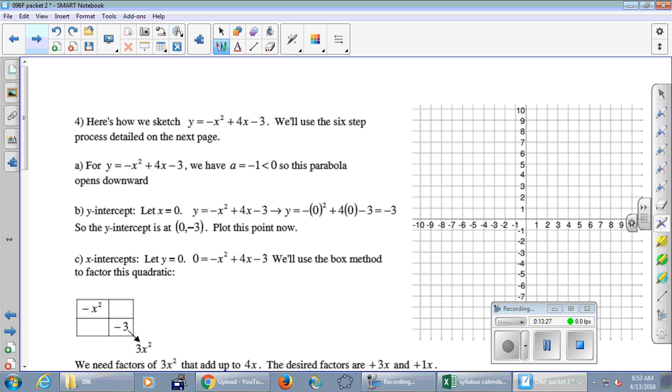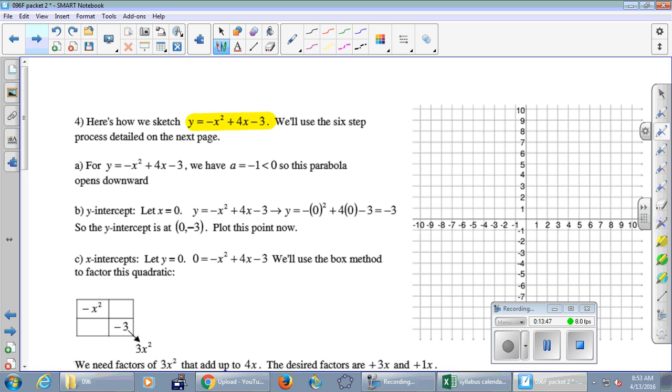So all the stuff that we just did on that first page was looking at parabolas whose graphs were already given to us and then trying to figure stuff out about them. Much tougher is to take a blank piece of graph paper and the equation, some quadratic equation, and draw the parabola. So this is an involved process. Let's give it a shot.